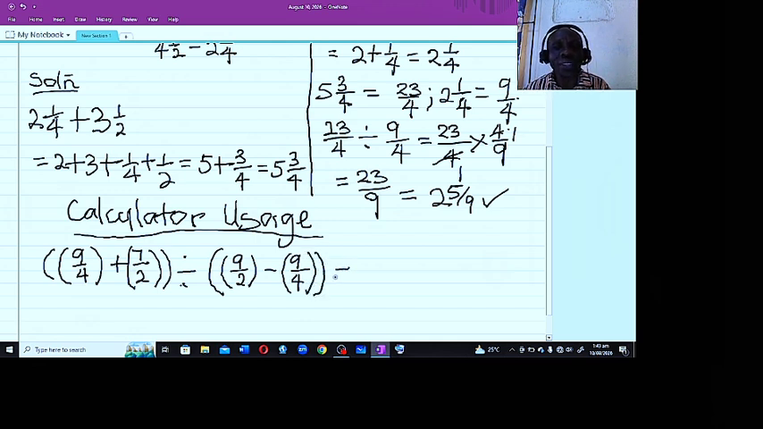Equals to, just press the calculator. The moment you do this, the calculator will give you a result. Okay. The calculator will either display, depending on the format, 23 over 9. Okay. You do that, which will still give you 2 wholes 5 over 9, just like we had. So if you can use a calculator well, you can also get the result.